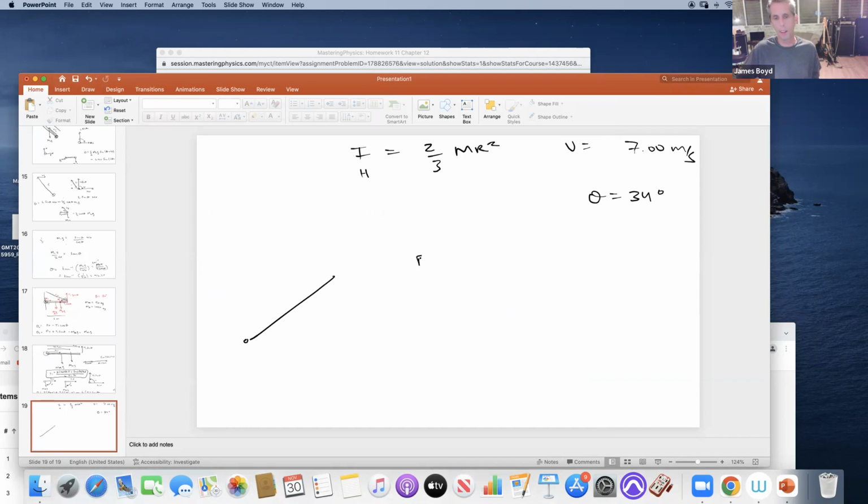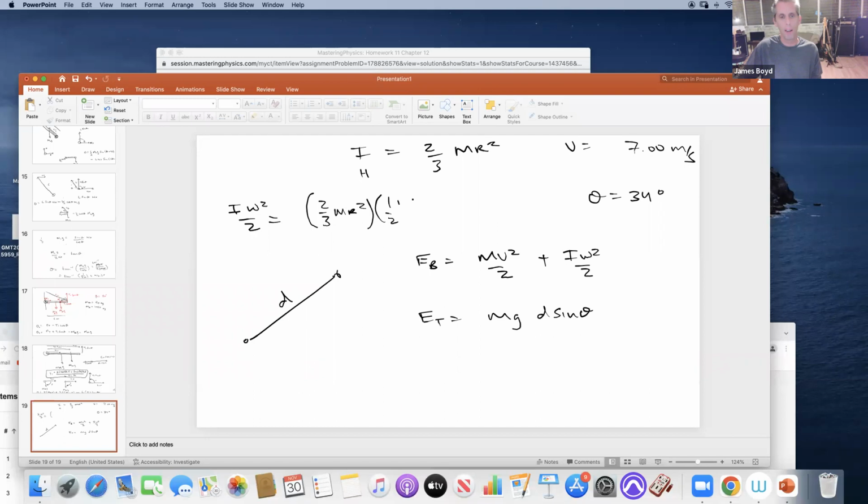the energy down here is going to be mv squared over 2 plus I omega squared over 2. And the energy up here is going to be mg, this is d, sine theta, setting those two together. However, I omega squared over 2 is 2/3 mr squared times 1/2. Omega is v over r squared. The r's cancel, the 2's cancel. This becomes mv squared over 2 plus mv squared over 3. Now multiply this by 3 over 3 and this by 2 over 2, and I get 2/6 plus 3/6, I get 5/6. So I get 5/6 mv squared is mgd sine theta.